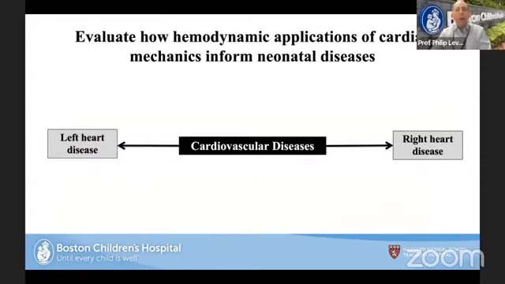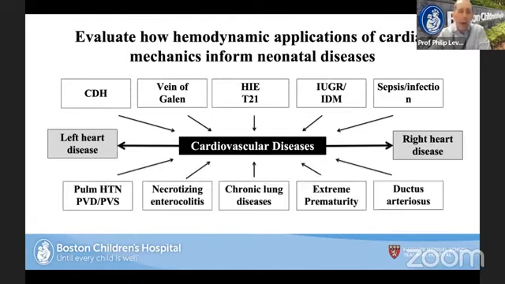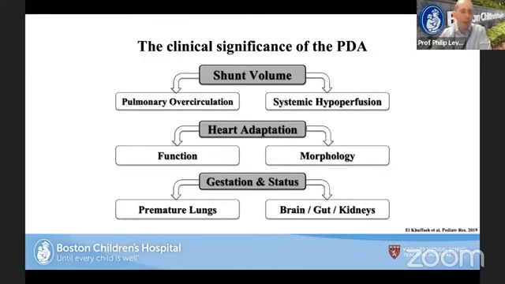So when I think about the hemodynamic applications that I just spoke about, I think about cardiovascular diseases. I think about right heart disease and left heart disease. I think about things like CDH, vein of Galen, AV malformations, HIE, Down syndrome. I think about pulmonary hypertension and necrotizing enterocolitis and extreme prematurity and the ductus. And I think, how can I take the tools that I just spoke about and apply it to each of these diseases? So I will spend the last 5 minutes really dissecting the mechanisms and applying it to the disease state. So let's look first at the ductus arteriosus.